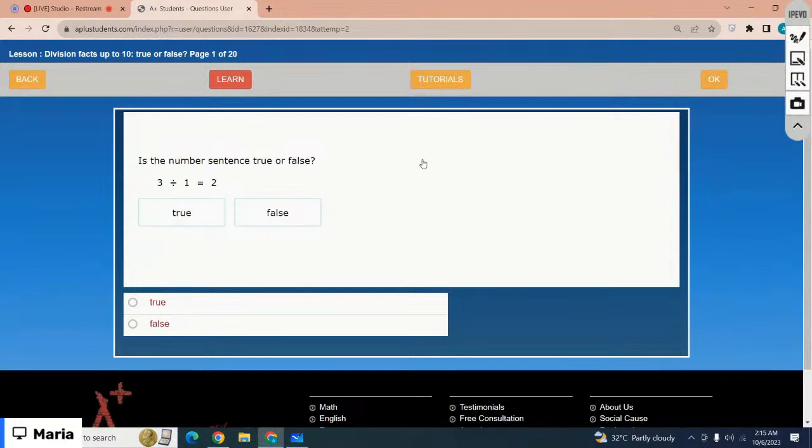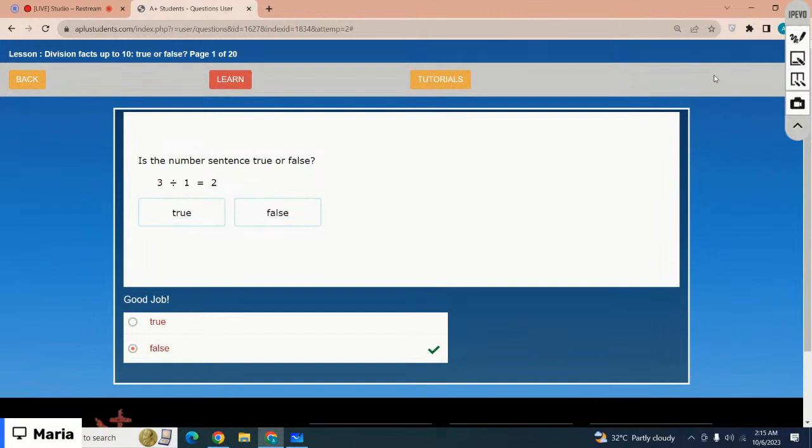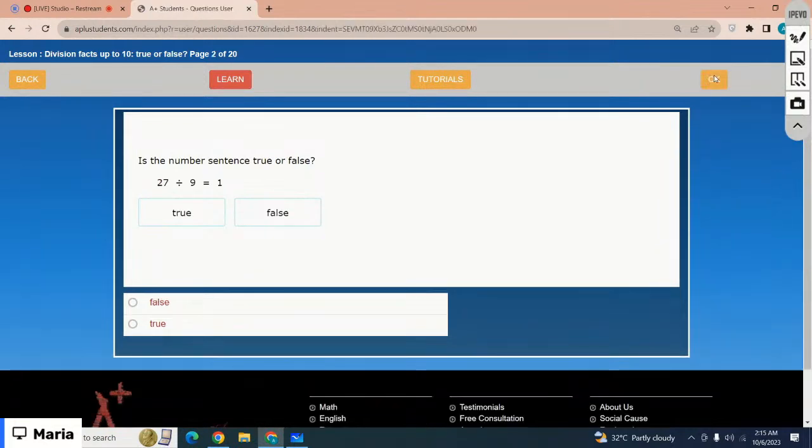When you divide any number by 1, the answer is always the same number, right? Either you divide 1 by the given number or any number by the 1. The answer must be the same number. 3 divided by 1 must equal 3. So that would be false. 3 divided by 1 equals 3. That would be false.